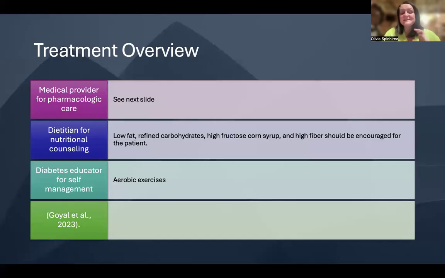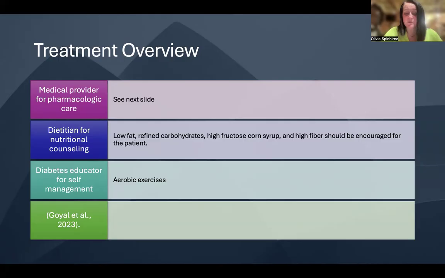Type 2 diabetes care is truly multidisciplinary. The provider will manage the medication and monitoring, but the dietitians play a huge role in meal planning and carbohydrate education. Diabetes educators can help the patient learn glucose monitoring, insulin administration, and lifestyle skills.